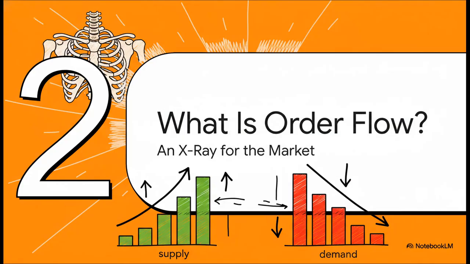So how do we get to see the why? Well, that's where order flow comes in. And look, it's not just another indicator. It's a completely different way of looking at things. You could almost call it an X-ray for the market. It lets you look inside the price bars and see the raw forces of supply and demand duking it out.